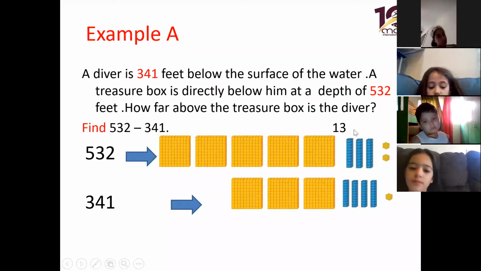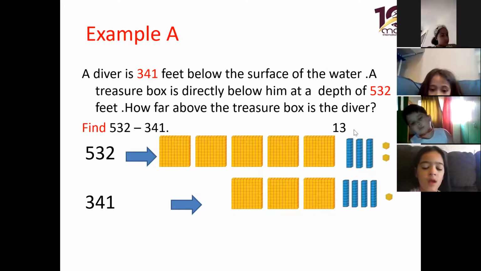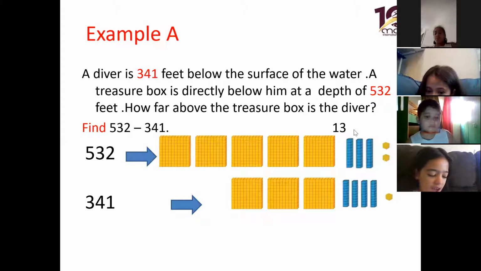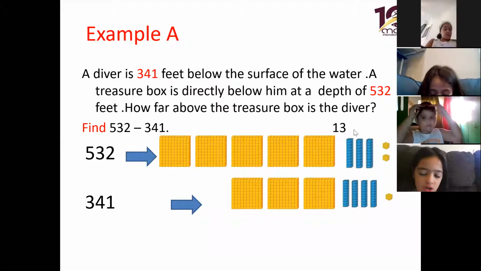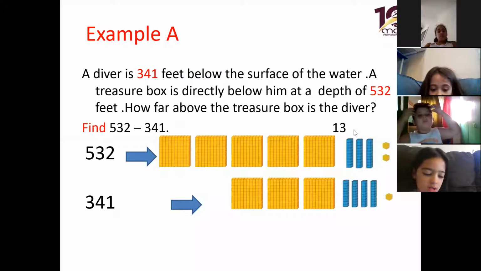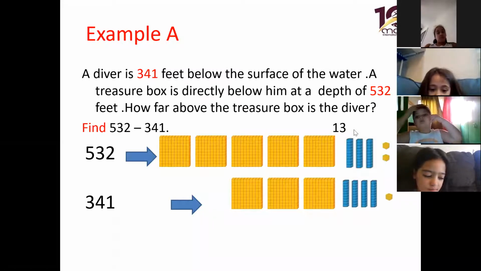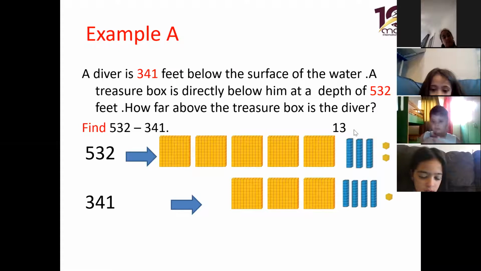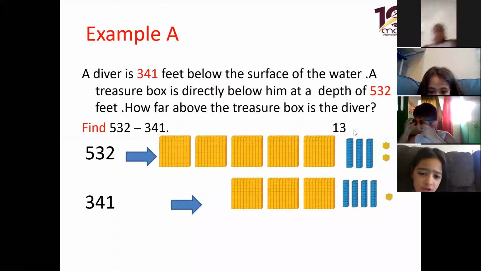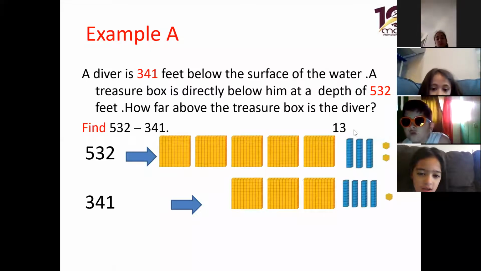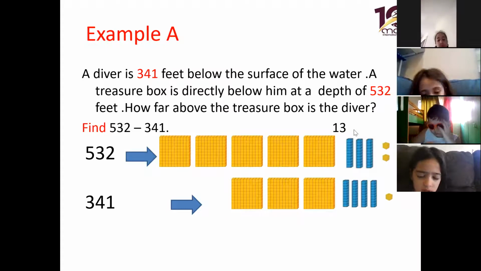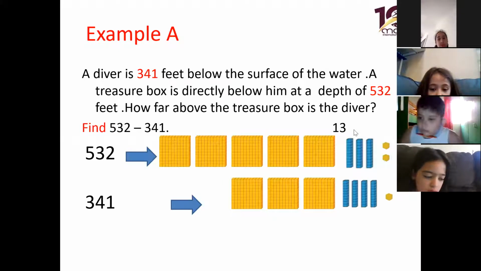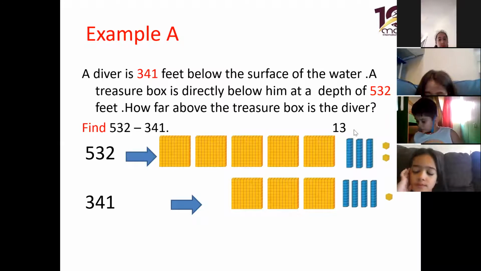Zena? Yes. What is the subtraction problem, Zena? We need to know how much he has to go down so he can find the treasure. Okay, can you tell me what numbers do I need to subtract? Should I subtract 341 minus 532 or 532 minus 341? 532. Excellent. Always we take the greater number first and we subtract the smaller number from it, because can we subtract a greater number from a smaller number? That won't work. Thank you, Zena. So we need to subtract the smaller number from the greater number.